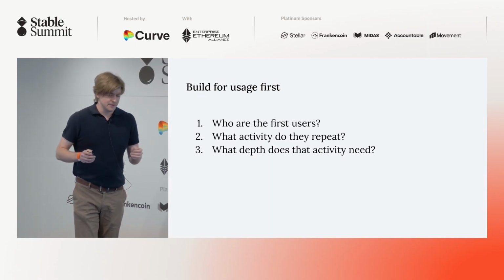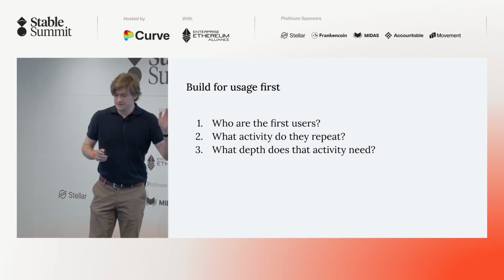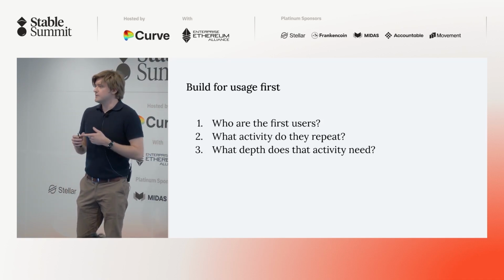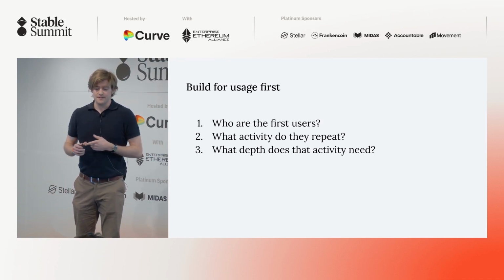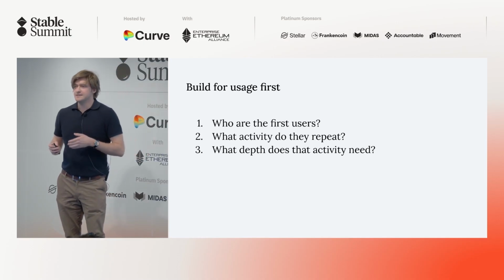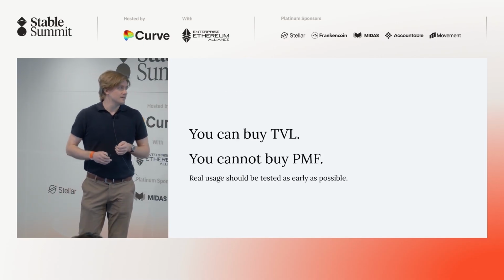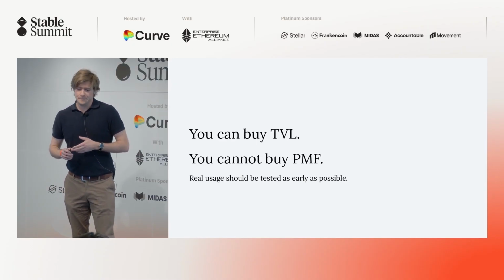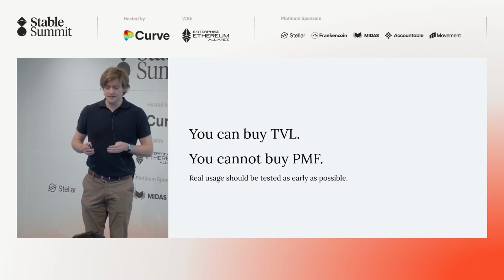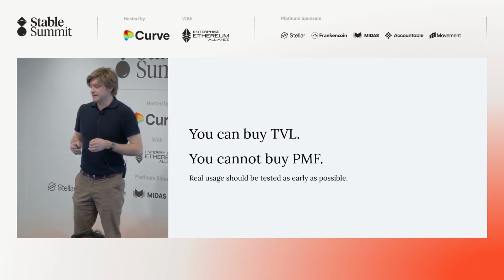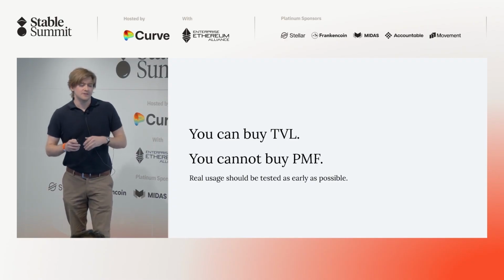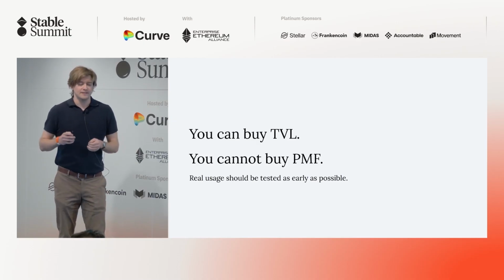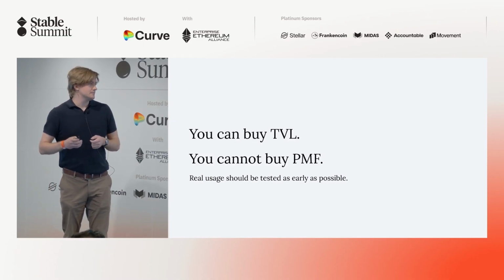If you don't know this, we would recommend that you focus on a usage-first approach. Who are the actual first users you're trying to support? What activity are they going to do and repeat? And what liquidity depth do you need to support this activity? Because you can buy TVL, you can rent it, you can provide incentives, but you can't buy product market fit. So you should be testing for real users as soon as possible, not overspend on incentives or market makers, instead having something that can inform your business model.